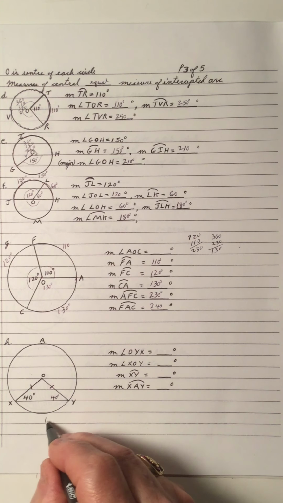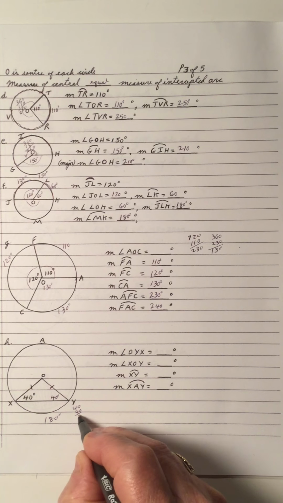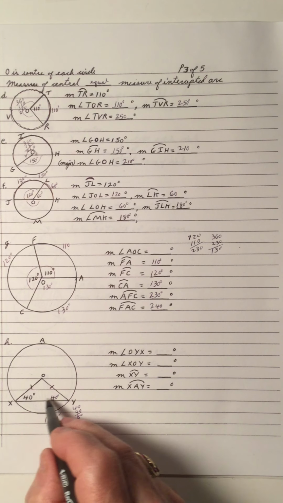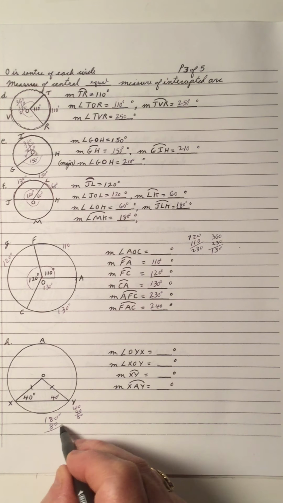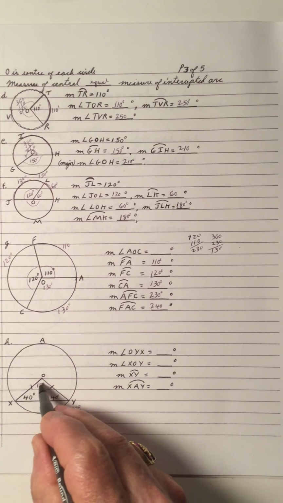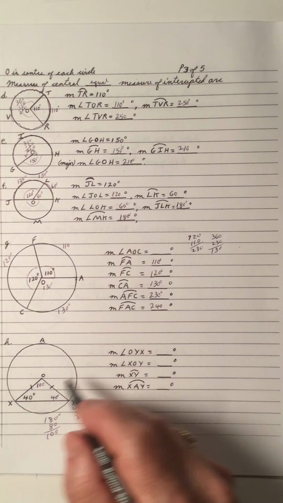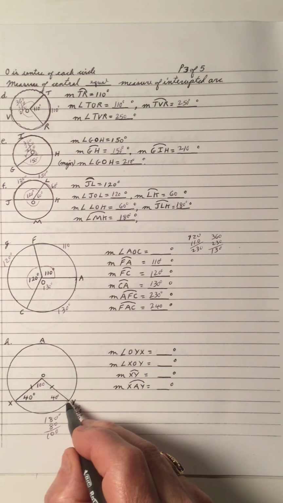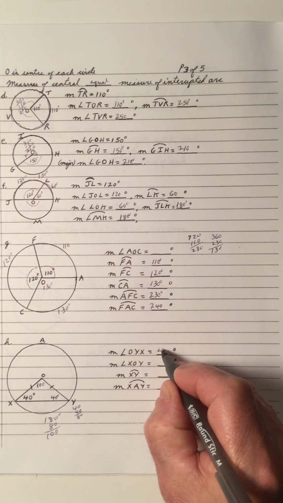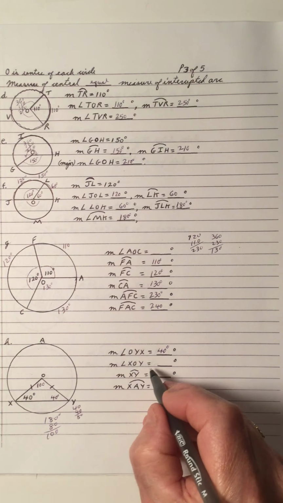And in a triangle, we have 180 degrees. We have 40 plus 40 makes 80. So these two angles make 80. If we subtract, we get 100 degrees. So this angle at O is 100 degrees because there's 180 in the triangle. So the angle OYX is 40. Let's fill that in. The angle XOY is 100.